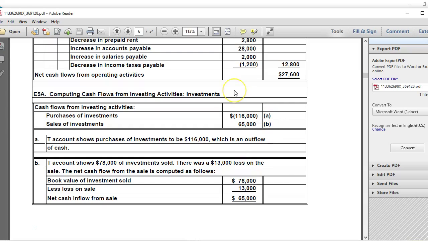And since we're showing what we purchased and what we sold as investments, we're taking the cash totally in the investment section. The portion of the operating side that may show a loss on the investment, we're going to need to clean that up because we're showing it in another section anyway. Does that make sense? We'll go through a problem like this.